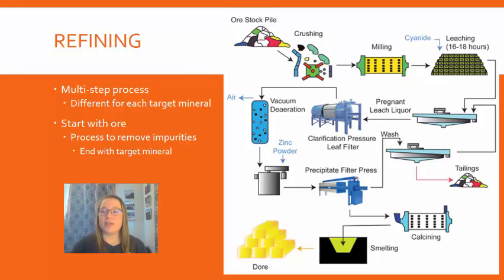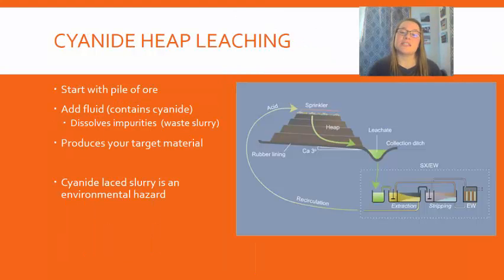Now I do want to talk briefly about a specific process within refining that does have a very significant environmental impact. Now that process is called cyanide heap leaching. So again, you start with a big pile of ore and you're adding this fluid to the top through a sprinkler system. And that fluid contains cyanide. Yeah, cyanide, not very good for human health or the environmental health. And what happens is it leaches through that pile and it dissolves away any kind of impurities to leave behind your target material. But as that liquid goes through and picks up those impurities, we need to collect that material at the end and then reprocess it.